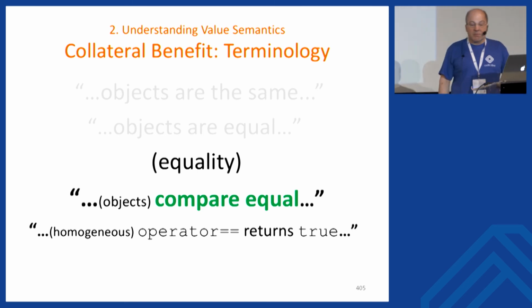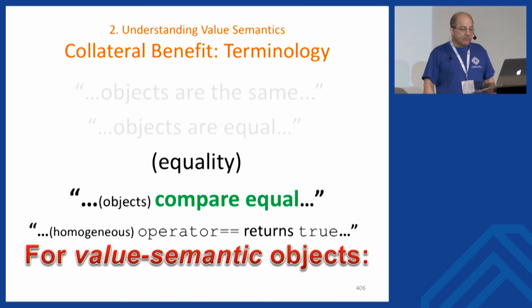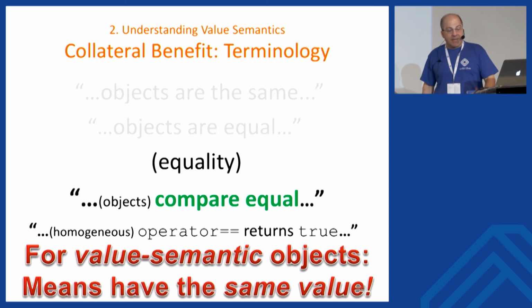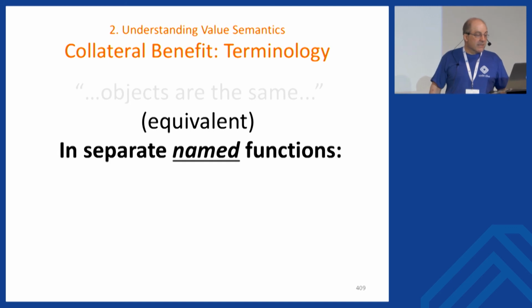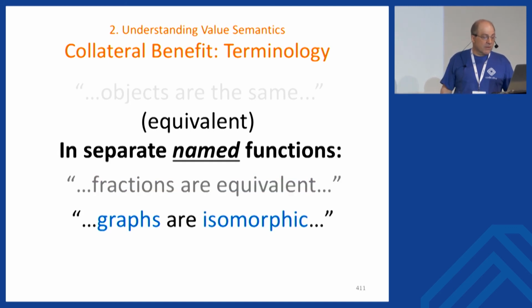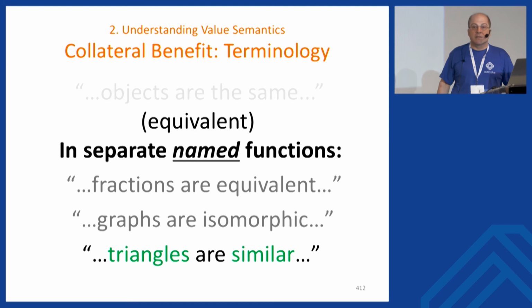Homogeneous operator double equal returns true. For value-semantic objects, that means they have the same value. Objects have the same equivalent. In separate named functions, fractions are equivalent, graphs are isomorphic, triangles are similar.